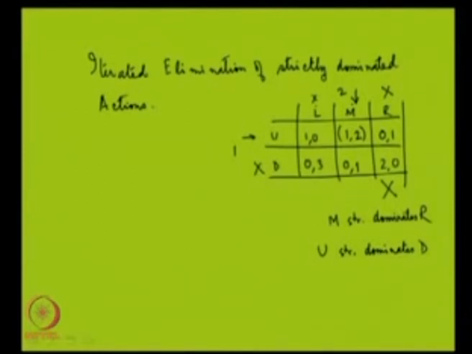1 has figured out that 2 is not going to play R, and that's why 1 is not going to play D, that's why 1 is going to play U, and that leaves 2 with the choice between L and M, and 2 chooses M. So this rationality does not apply to a particular person on an individual basis only.